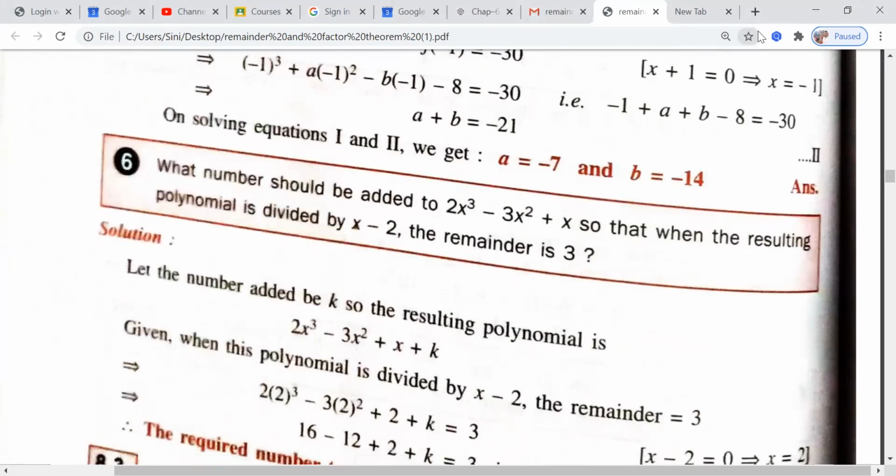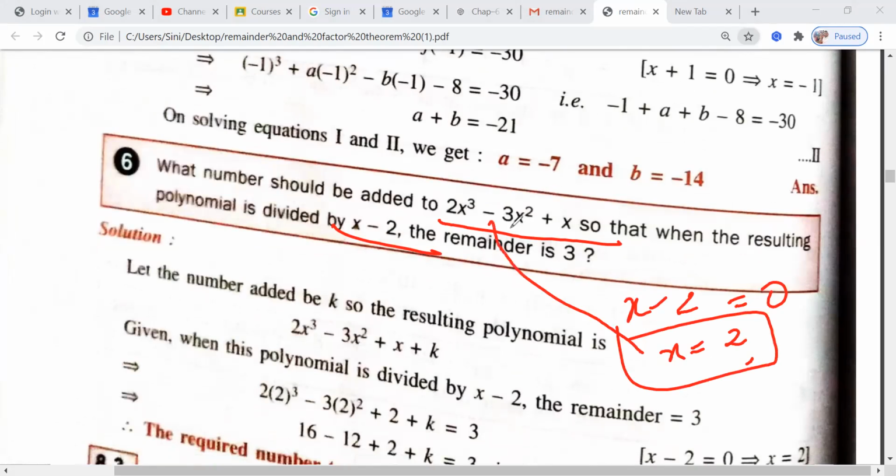Sixth one. What number should be added to 2x cube minus 3x square plus x so that the resulting polynomial is divided by x minus 2. First thing, we're getting x minus 2 equal to 0, so you should write x is equal to 2. That value you have to substitute here in place of x. This is my f of x value, and the remainder of that is equal to 3.